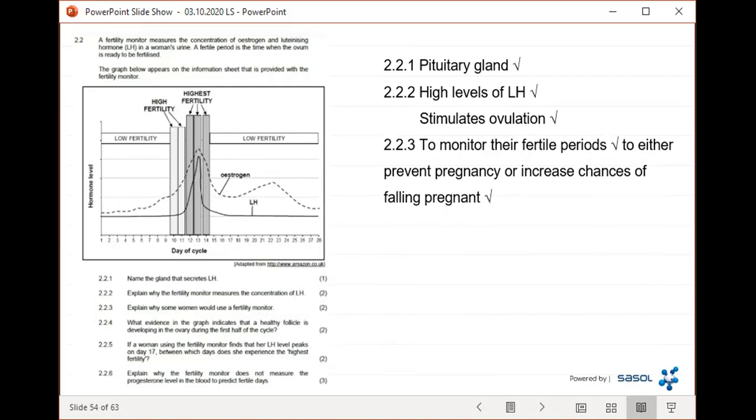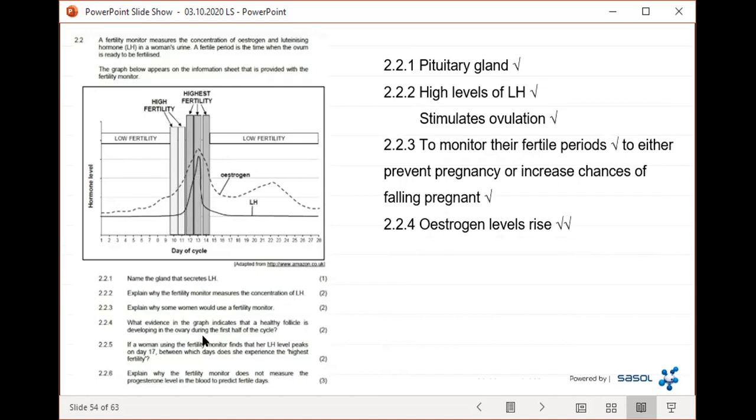Just for mentioning that. Then question 2.2.4, what evidence in the graph indicates that a healthy follicle is developing in the ovary during the first half of the cycle? What evidence in the graph do we see? There would be estrogen levels rising. Okay, so remember we said that at the start fertility levels are low, but then we have rising estrogen, and at the peak there we have a rising luteinizing hormone.